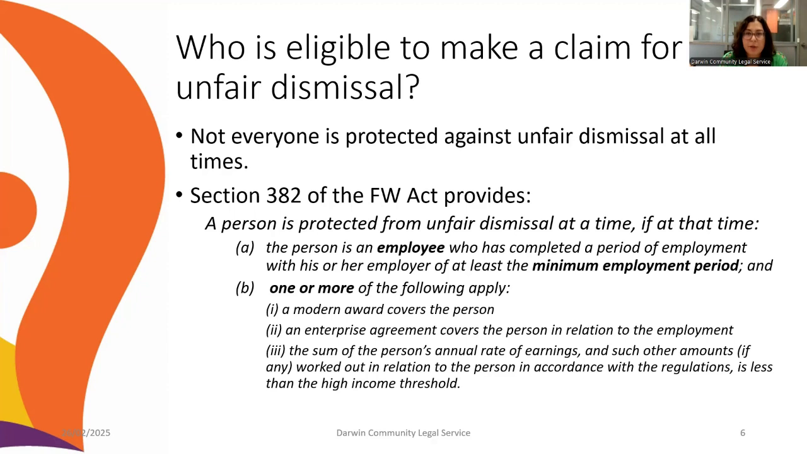Relevantly, a person is protected from unfair dismissal at a time if at that time they're an employee, if they've completed a minimum period of employment of at least the minimum employment period, and one or more of the following apply: a modern award covers the person, an enterprise agreement covers the person, or they have earnings that are less than the high income threshold. We'll go through all these over the next couple of slides.